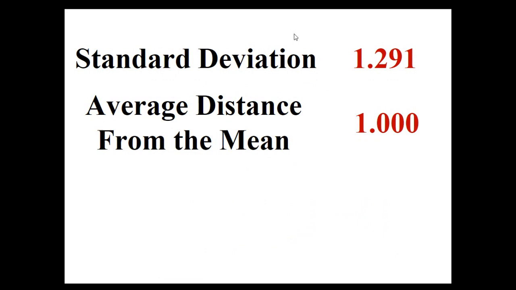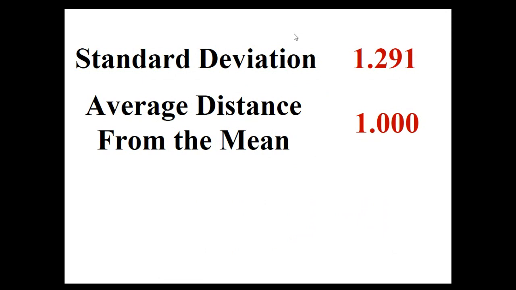And you can see they're not exactly the same, but they're pretty close. 1 and 1.291 are close. They're a lot closer than if we got 20 and 1, right? They're usually close. And this is usually the way it works out.